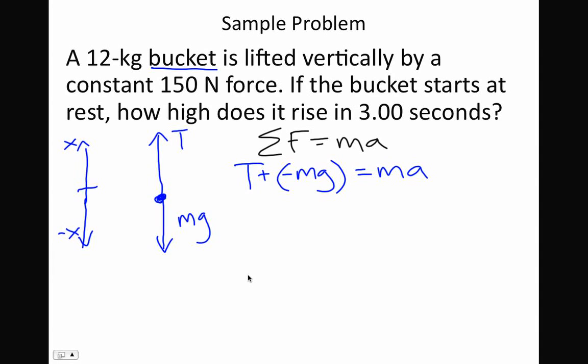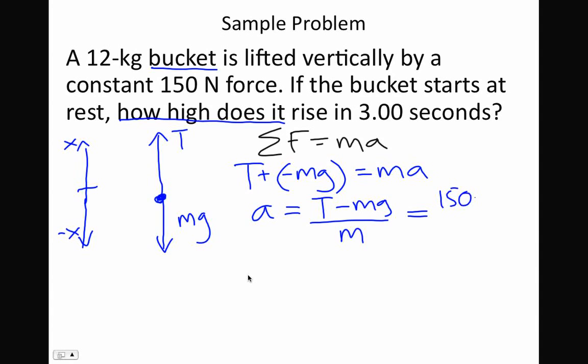Next, we can substitute and solve. But first, it's a good idea to rewrite this in terms of your unknown. And since we want to know how high does it go, we need to know the acceleration. So it's going to be T minus mg over m. And when you plug in everything and solve, well, it looks like this.